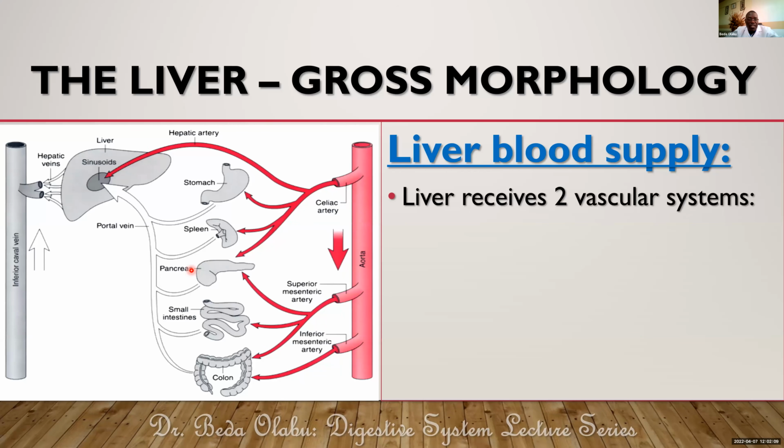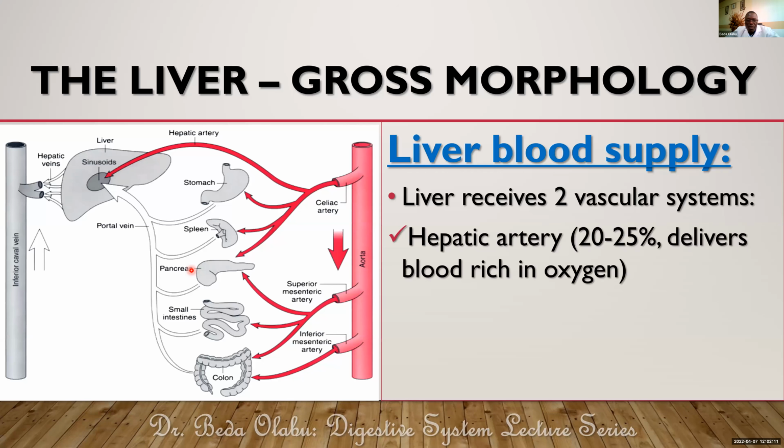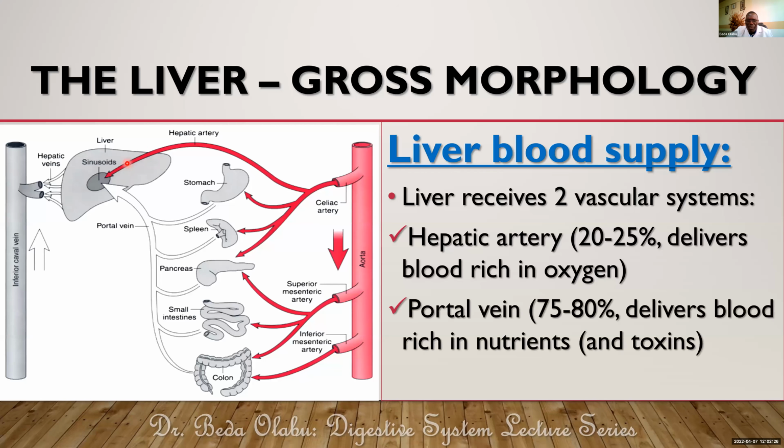The liver receives two vascular systems. We have the hepatic artery, which is a branch of the celiac trunk, contributing about 20-25% of blood flow to the liver. That vessel delivers oxygen to the liver. But we also have the portal vein, which delivers quite a chunk of blood, 75 to 80% of blood flow. But remember, the portal vein is coming from the digestive system, so it is carrying deoxygenated blood.